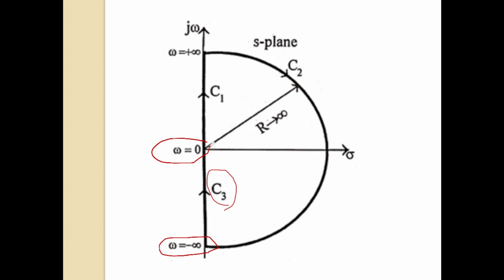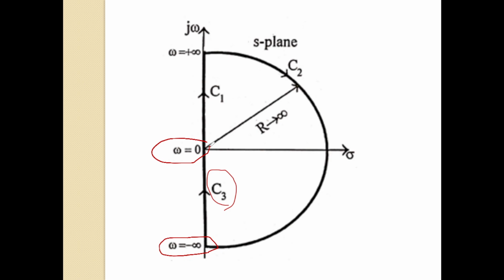Okay, so if you compare C3 with C1, C1 locus is varying from omega equal to 0 to omega equal to plus infinity, whereas C3 varies from omega equal to minus infinity to 0. So they are exactly opposite to each other, isn't it? They are opposite to each other. So whatever polar plot that we have got for C1, the exact mirror image of that polar plot you will get for C3. So already we have got a polar plot for C1.